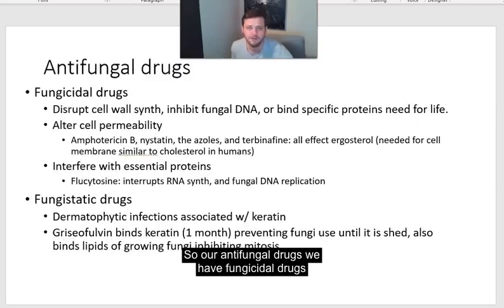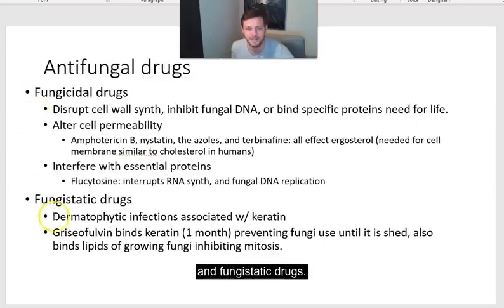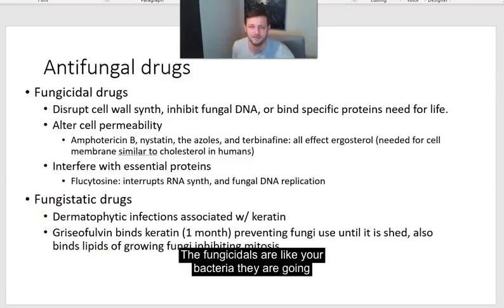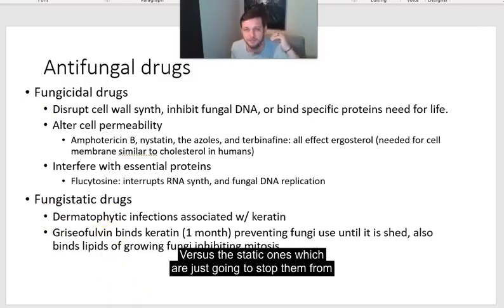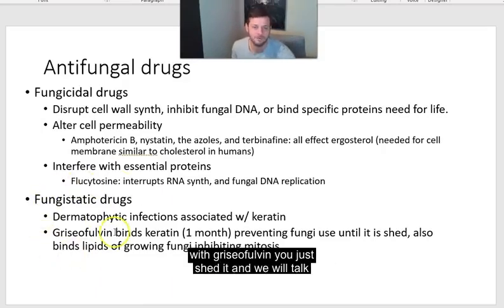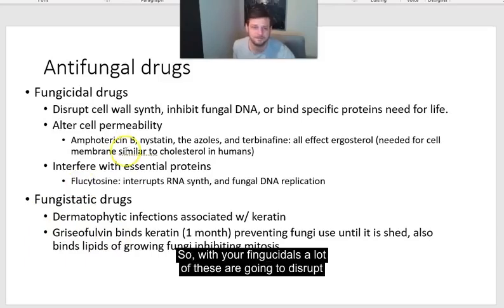So our antifungal drugs, we have fungicidal drugs and fungostatic drugs. The fungicidals are like your bactericidals. They're going to kill the fungus versus the static ones, which are just going to stop them from reproducing more. And so your body can get rid of it using your immune system, or with griseofulvin, you just shed it. And we'll talk about that too.